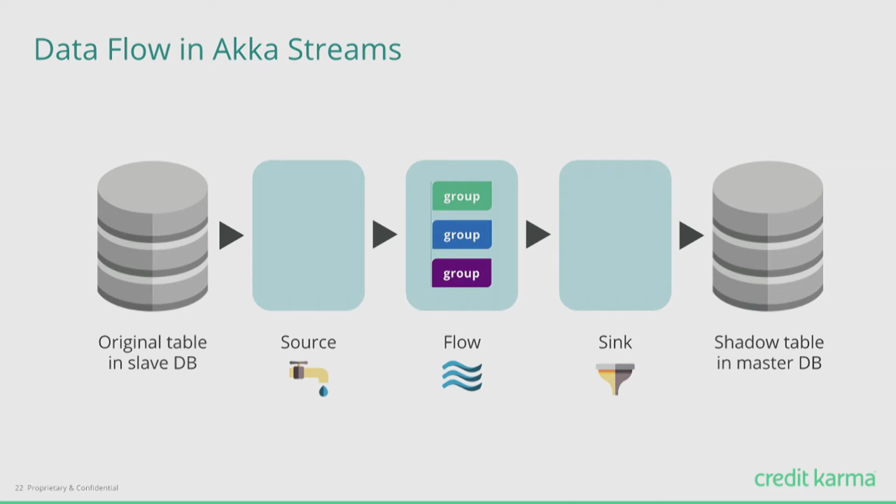And then the flow will fetch a bunch of records based on a predefined group size and concurrency level. So it will fetch the batch of records from the source and break them into groups of equal size. And then each group will be running in its own thread concurrently, in parallel.